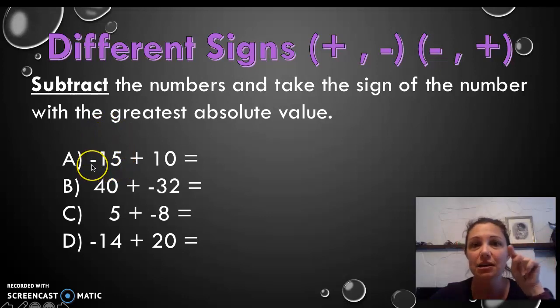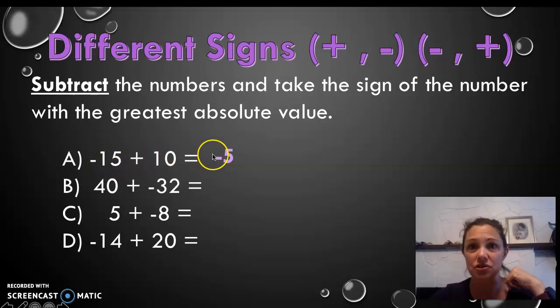So since that number has a negative sign in front of it, that tells me that my answer is going to be negative. So remember, we're going to subtract. 15 minus 10 is 5. Since the bigger number happens to be negative, the answer is going to be negative. See how that works? Let's try another one. Remember, all of these need to be on your paper in your notes.